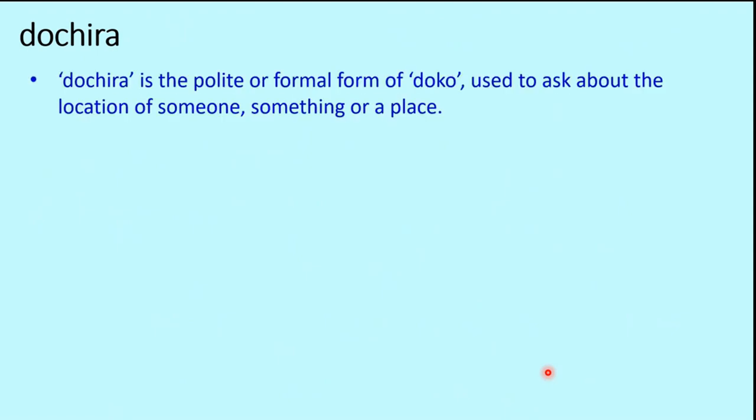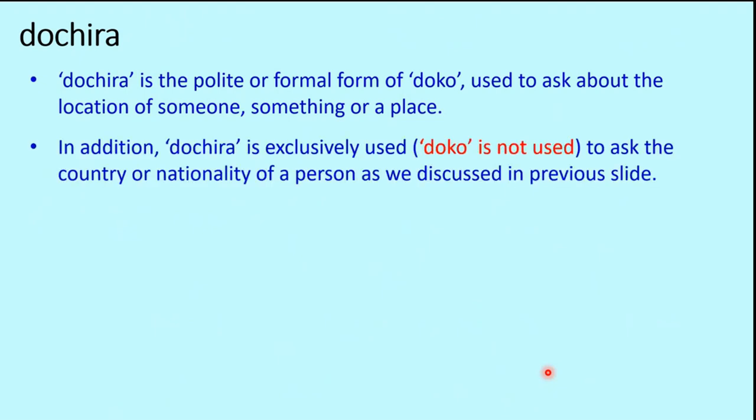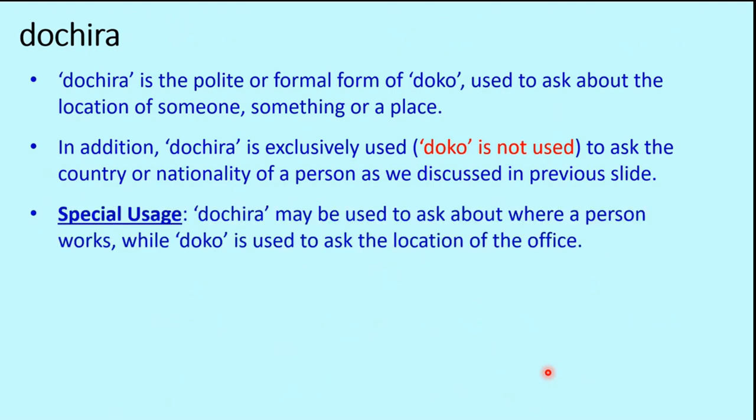So now let's begin today's content, dochira. Dochira is the polite or formal form of doko used to ask about the location of someone, something, or a place. In addition, dochira is exclusively used, that is, doko is not used, to ask the country or nationality of a person, as we discussed in the previous slide, that is in lesson 30 as well.